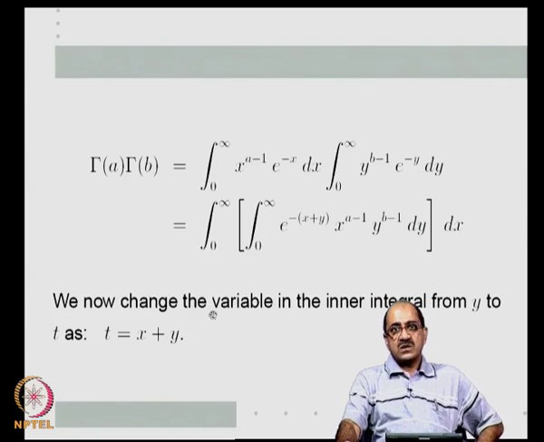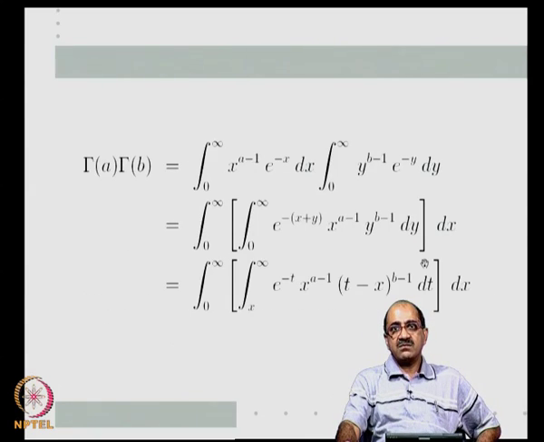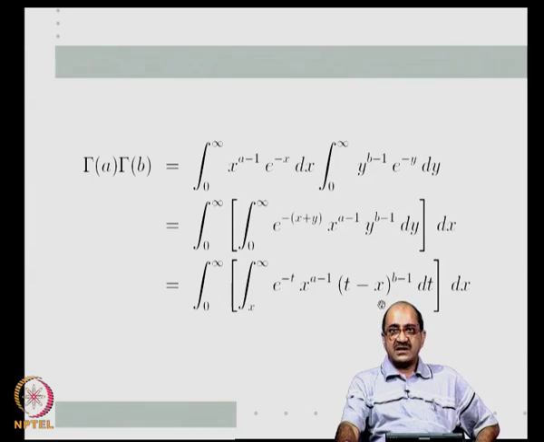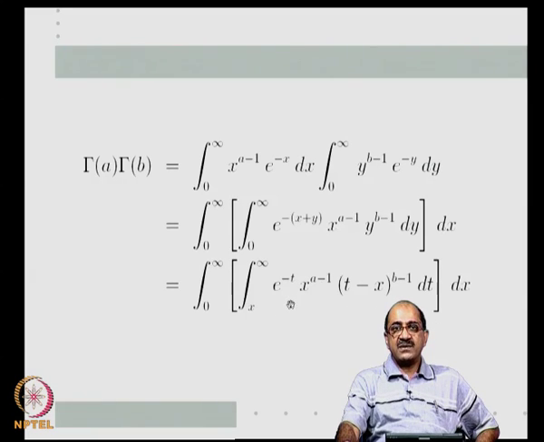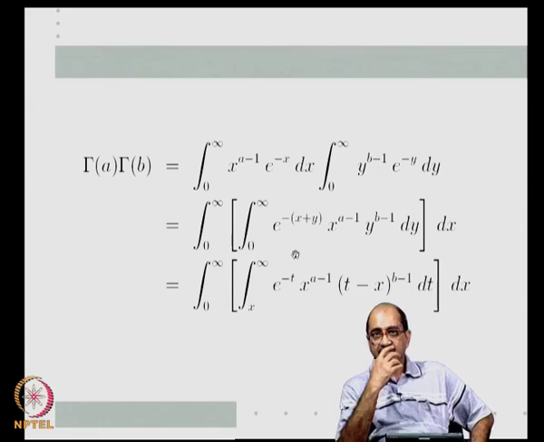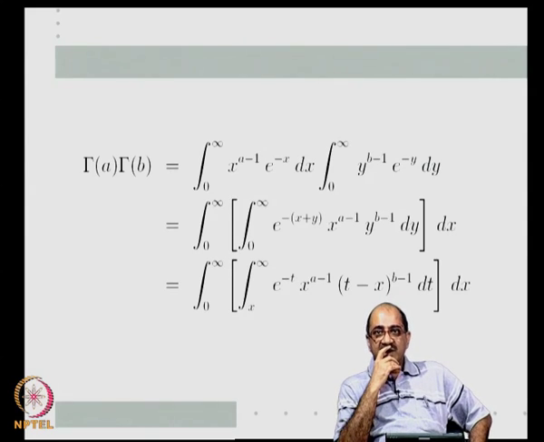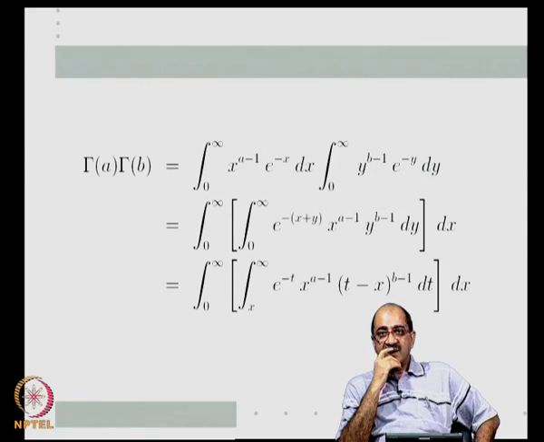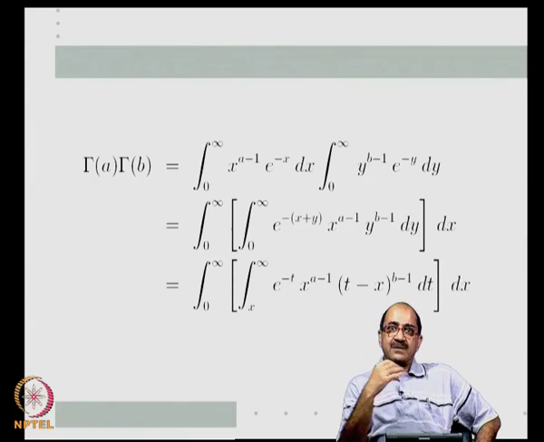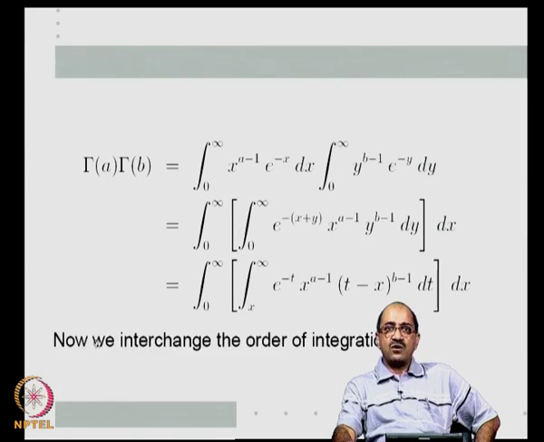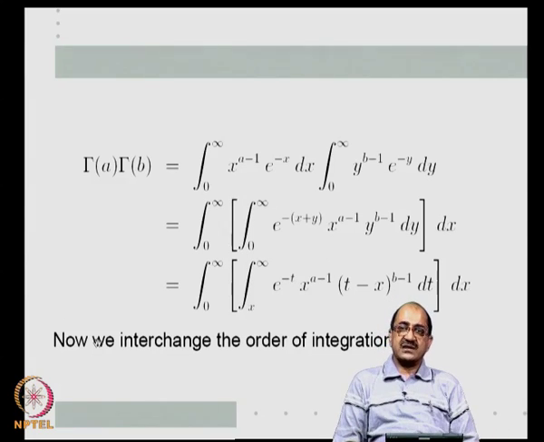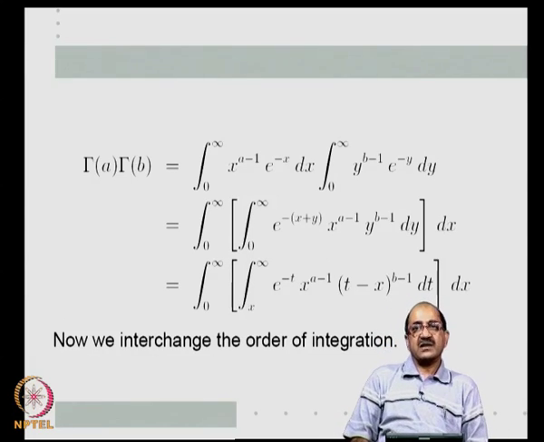Okay. So, now this integral will become: x plus y has become t, x to the power a minus 1 as it is, y has become t minus x, the variable has become dt, and limits change from x to infinity. So, this is a dt dx integral, x is the outer integral that goes from 0 to infinity, t is the inner integral that goes from x to infinity. Okay. So, let us say I want to change the order of integration, that is I want to first integrate with respect to x, then integrate with respect to t.